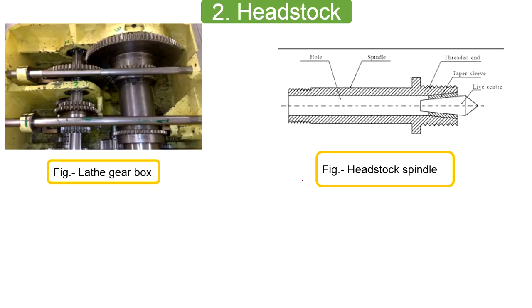Then the second important part of the lathe machine is the headstock. Now what is the function of the headstock? The main function of the headstock is to provide the rotary motion to the workpiece with the help of the gearing arrangement, the gearbox, or whatever driving mechanism is there. It will provide the rotary motion to the workpiece. Now the important part of the lathe machine is the spindle.